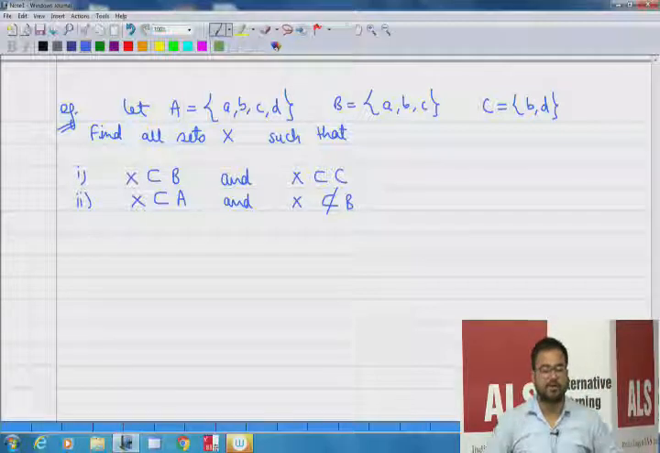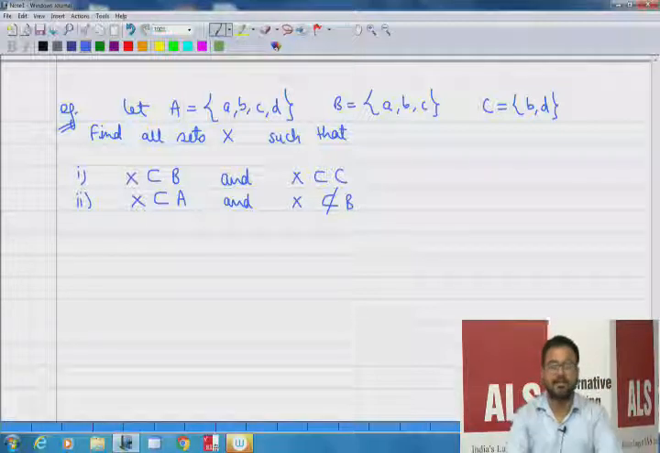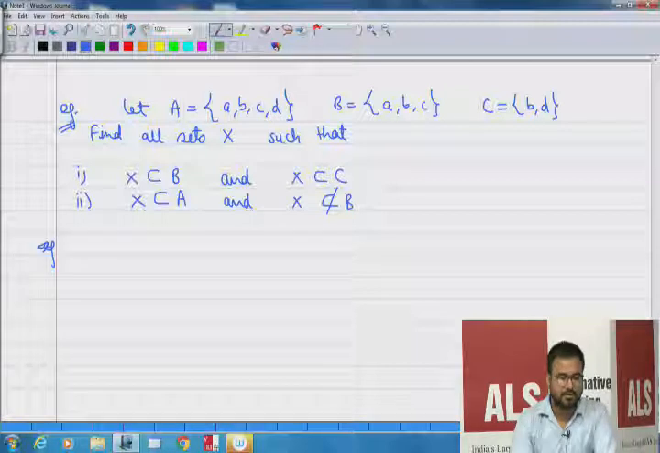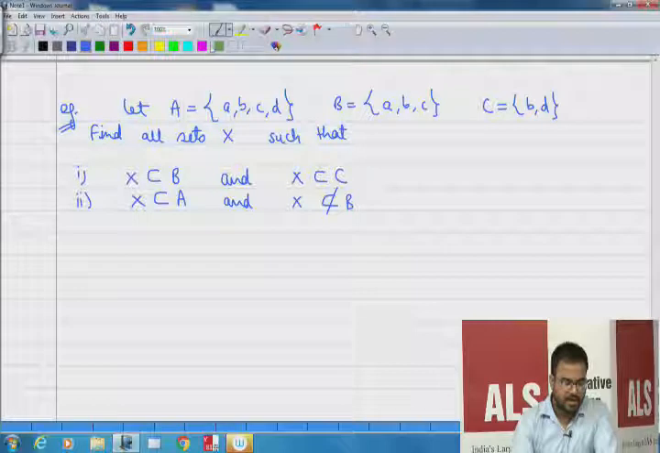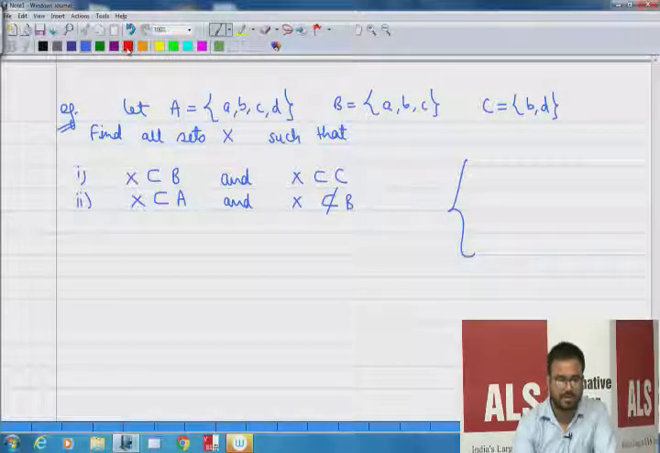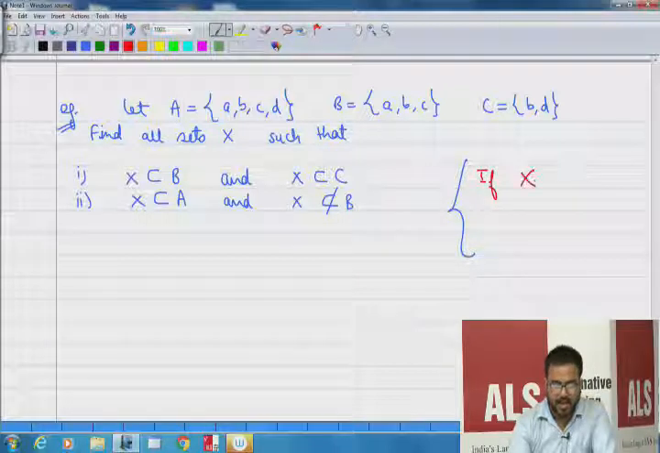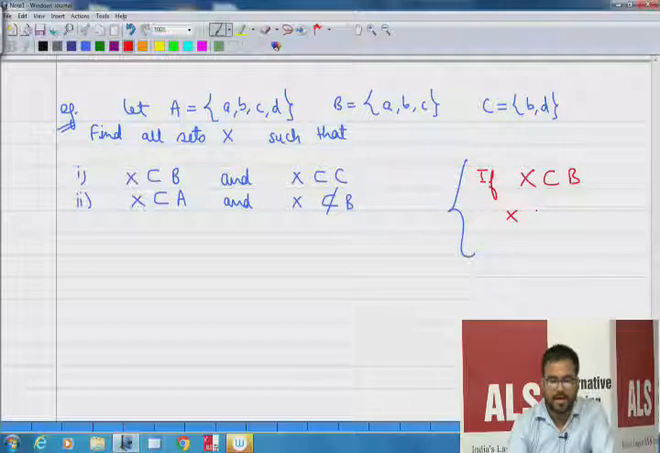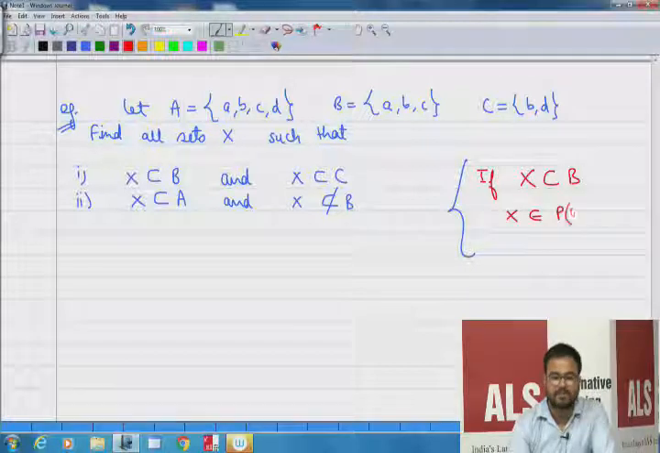Similarly, the second point says X is a subset of A and X should not be a subset of B. So first thing, you have to remember the notations over here. If I am saying the main thing, you can note it down as a separate thing. If X is a subset of B, right? Then X is an element of the power set of B.